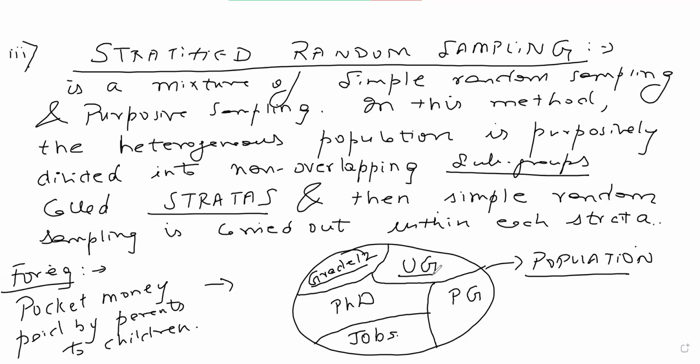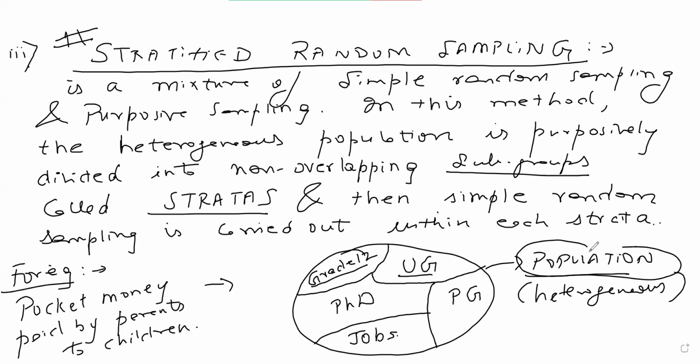So why do we do this method? Because my population is heterogeneous. Obviously, grade 12 students are different from undergraduate, from postgraduate, from jobs, and from PhD students. These are all quite different from each other in terms of their experience and their career prospects. So the pocket money might differ from subgroup to subgroup, depending upon the requirement. So simple random sampling is not a good method. The better method is stratified random sampling, because in this method, I can divide my population into subgroups, and then within every subgroup, I can conduct simple random sampling.